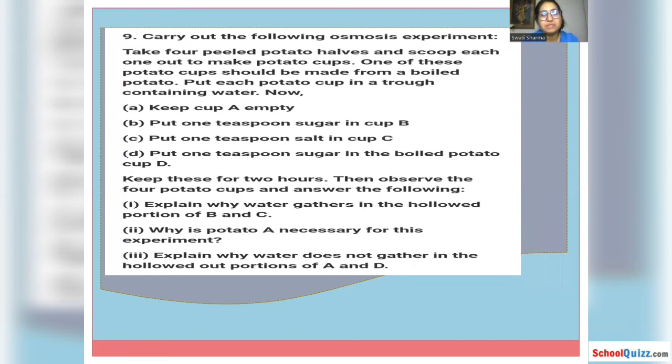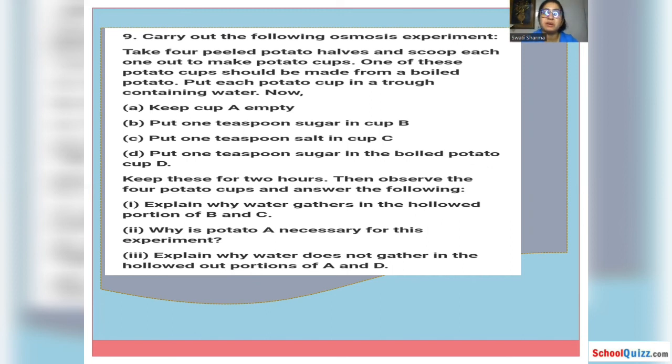Next, we will see an experiment to check the process of osmosis. We will take 4 peeled potato halves and scoop each one out to make a potato cup. You have to take 4 potatoes, peel them, cut them into halves, and scoop them to make them hollow from inside. Out of these potato cups, one should be made from a boiled potato.